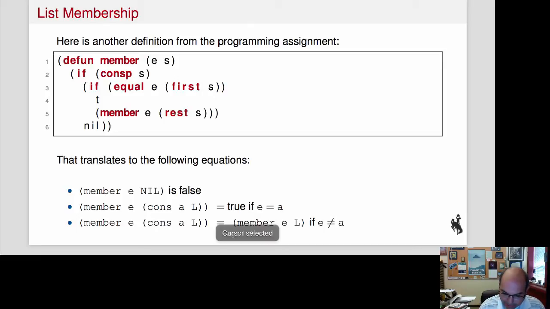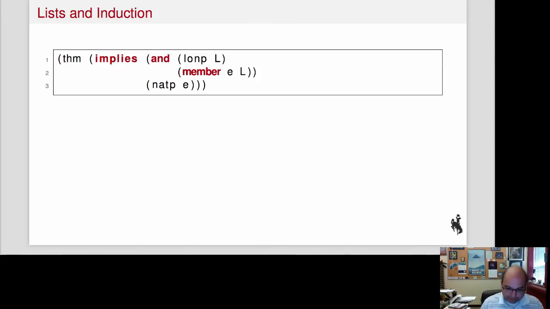Okay, so here's a theorem that we can say. Suppose that I have a list which happens to be a list of natural numbers. So LONP, right? That's what that means. Okay, L is a list of natural numbers, and also suppose that E is a member of that list. Okay, then I can conclude that E is a natural number. Okay, nice and straightforward, right? If E belongs to a list of natural numbers, then of course E has to be a natural number. So let's prove that again using induction.